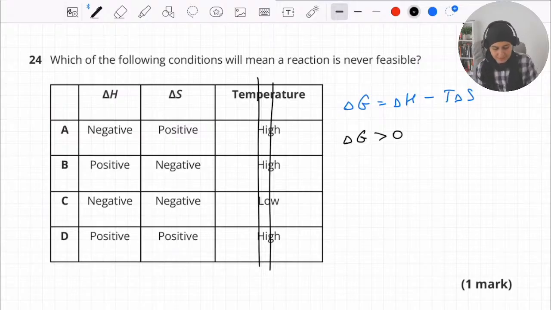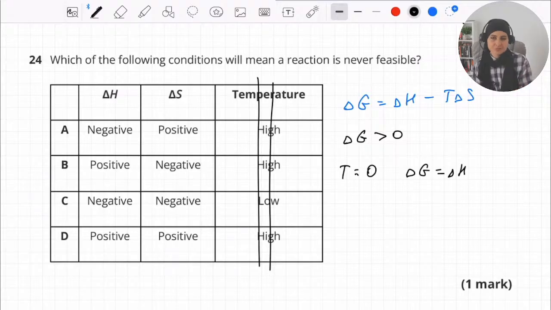Well, let's see. If temperature is low, what does low temperature mean? Let's say 0, the lowest possible. Not achievable, but we can just say it's 0. So if temperature is 0, then delta G equals delta H, and delta G must be positive, so delta H must be positive. So it's not C, not A.